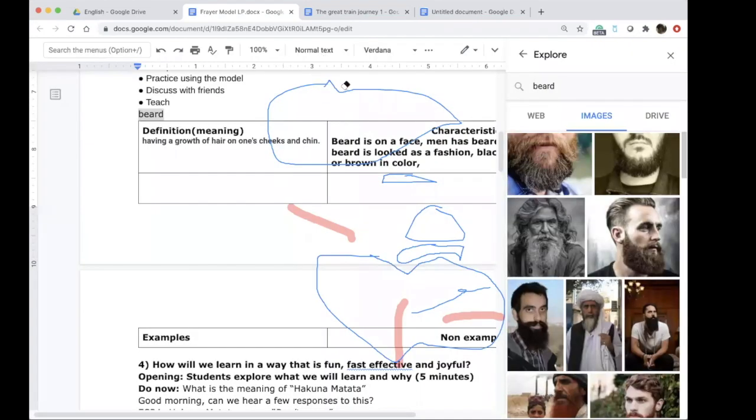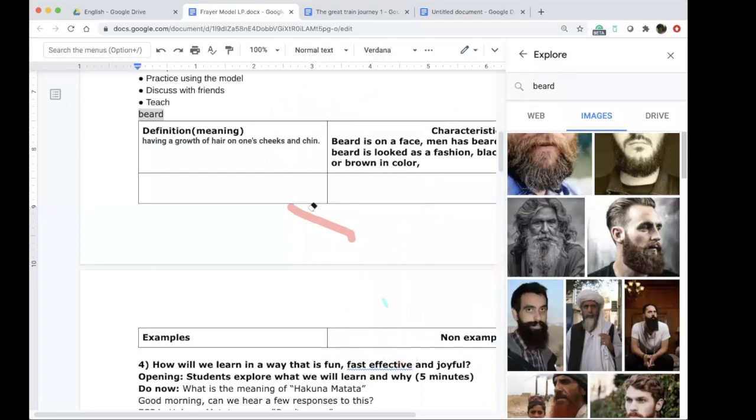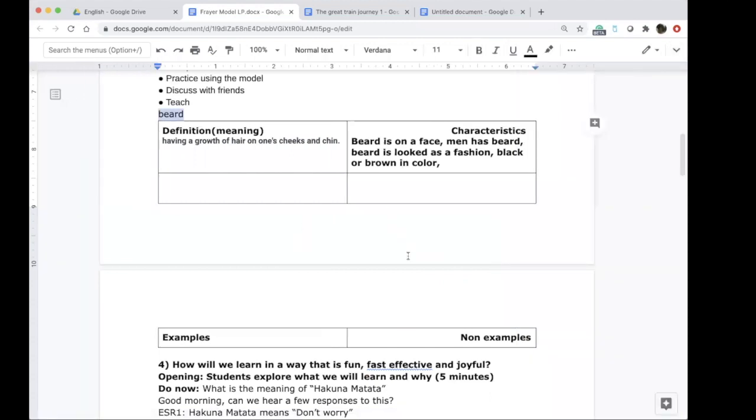Let's erase all of this. Okay. So that is how you fill the boxes. In the first box, you have to fill the definition of the word. In the second box, you have to fill the details, some of the characteristics or features. In the third box, you can fill examples. In the fourth box, you can fill non-examples. So once you do all of this process, it will be very easy for you to understand what is a beard.